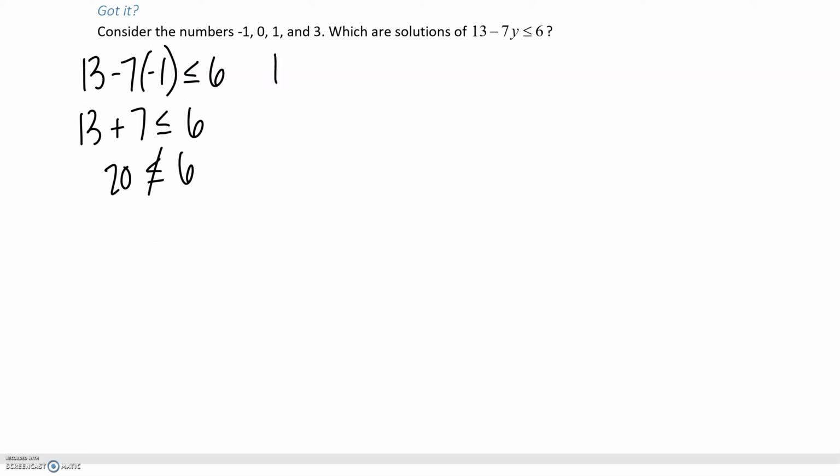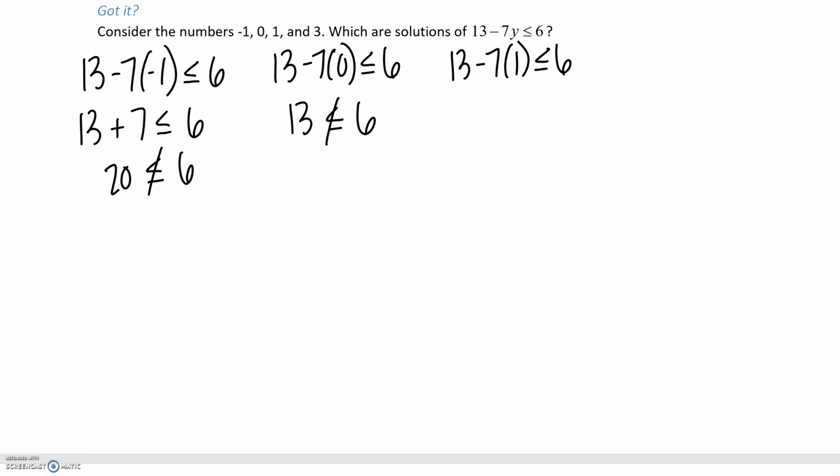We have 13 minus 7 times 0 is less than or equal to 6. That just gives us 13 is less than or equal to 6, and that is not true as well. We'll have 13 minus 7 times 1 is less than or equal to 6. So that gives us 13 minus 7 is less than or equal to 6. That gives us 6 is less than or equal to 6. Since we've got this less than or equal to sign, this is true. Okay, so that's a good one.